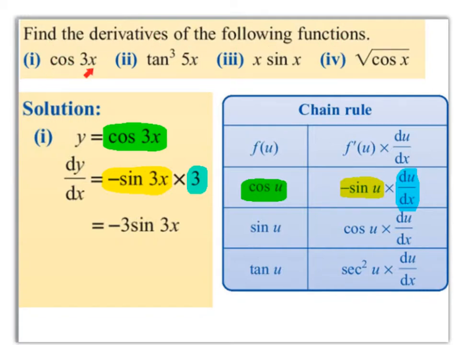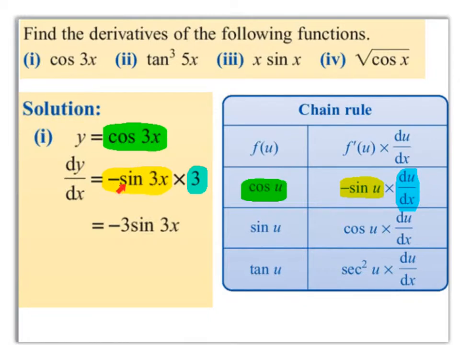So cos 3x. So if y is equal to cos 3x, then the derivative, dy dx, will be minus sine 3x multiplied by 3. So we take the derivative of cos. So if our function is cos u, the derivative is minus sine u. So cos 3x becomes minus sine 3x.